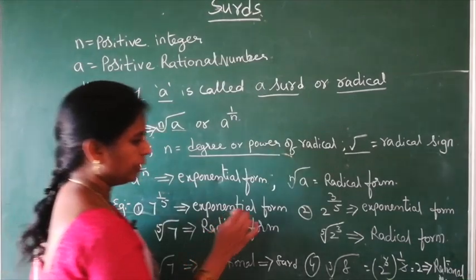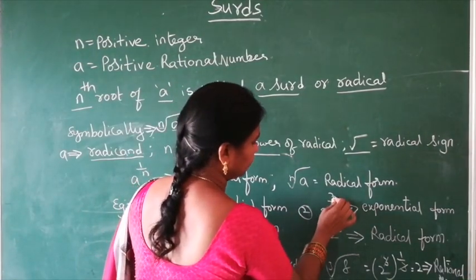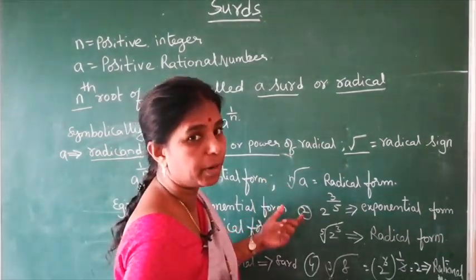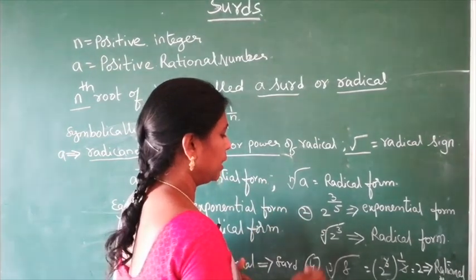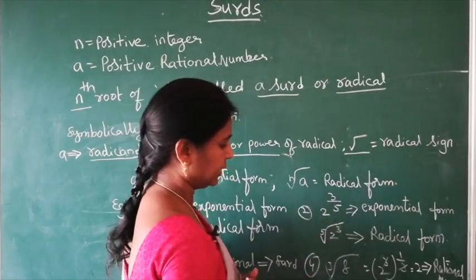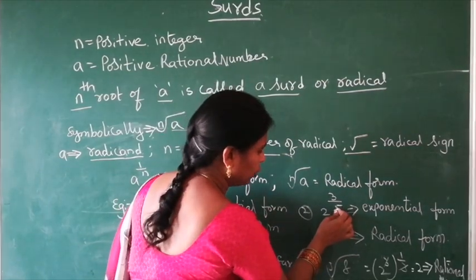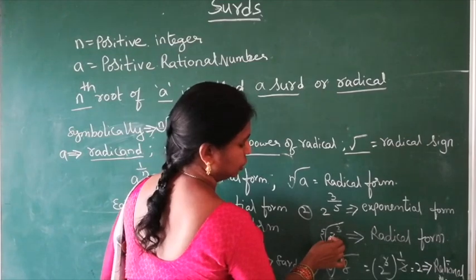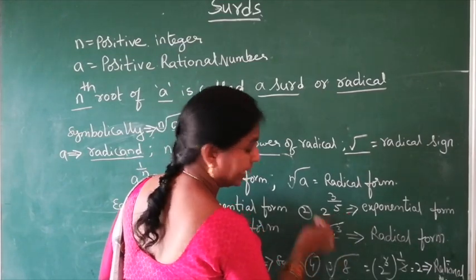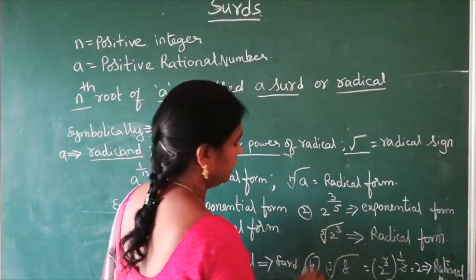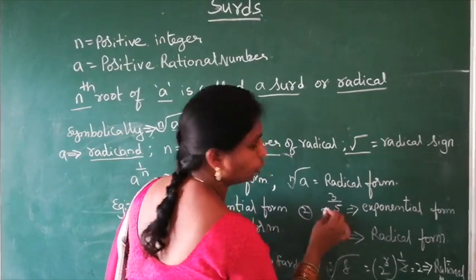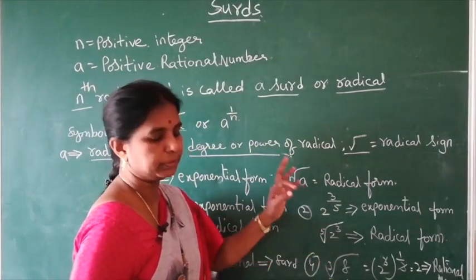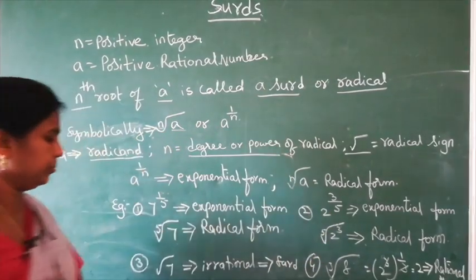Now one more example, 2 to the power of 3 by 5. It is in exponential form. Now we have to change it to radical form. The numerator becomes the degree for 2, and 5 becomes n. That means the fifth root of 2 cube. How to read it? Fifth root of 2 cube. That is in the form of radical.